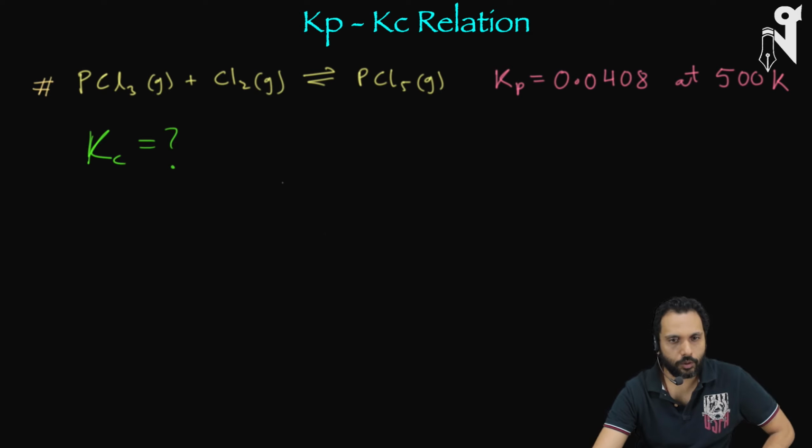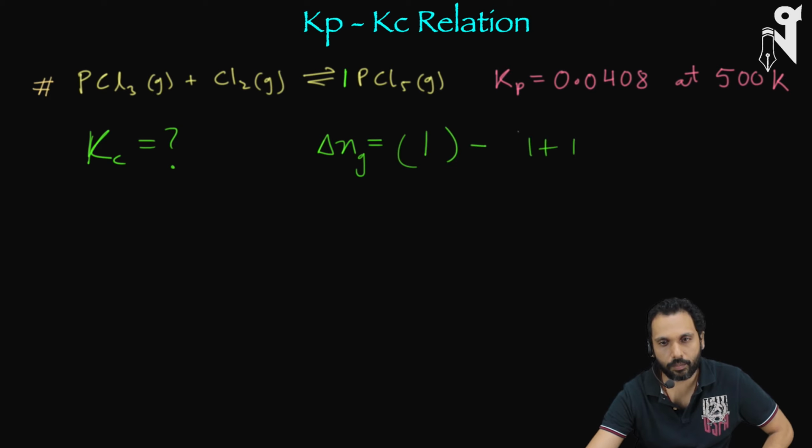So the first thing to note is your delta n value. On the product side we have coefficient 1, and on the reactant side it is 1 and 1, both are gases, so it is 1 minus (1 plus 1). So your delta n is minus 1.